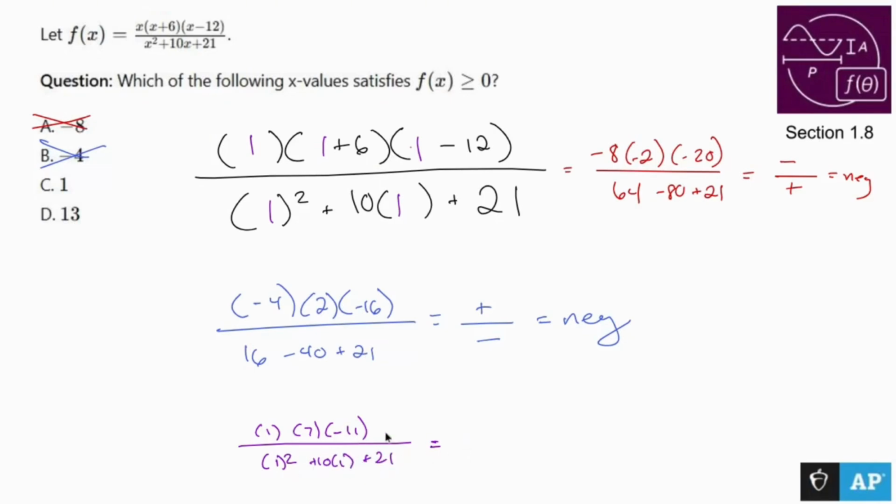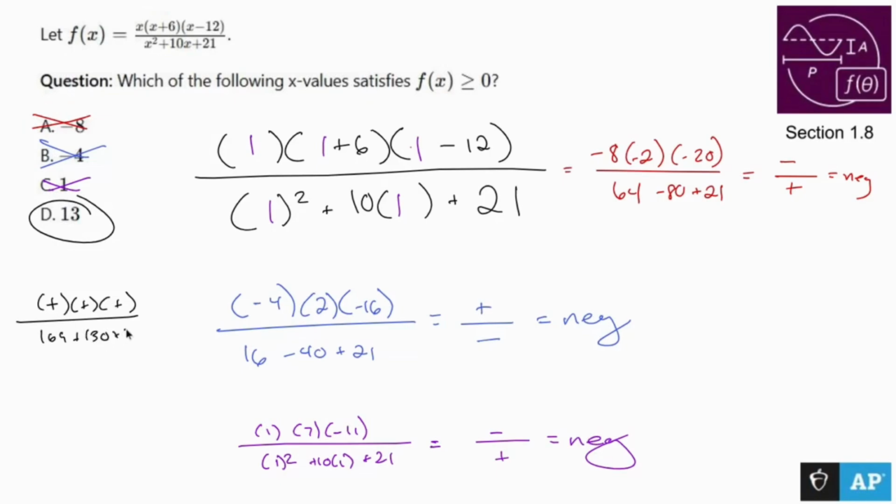So that's a negative number up top. 1 plus 10 plus 21 is positive. So you're negative, which means it must be 13. If I plug that in, you would get positive times a positive times a positive over 169 plus 130 plus 21. Yeah, that's definitely going to be positives everywhere.